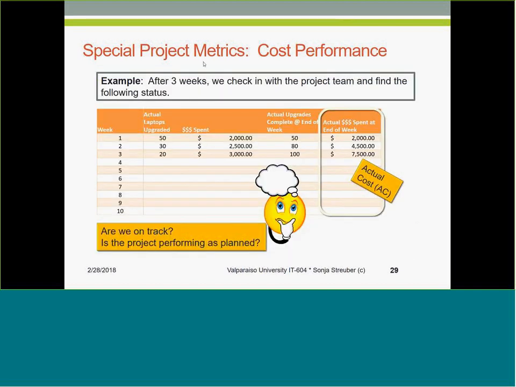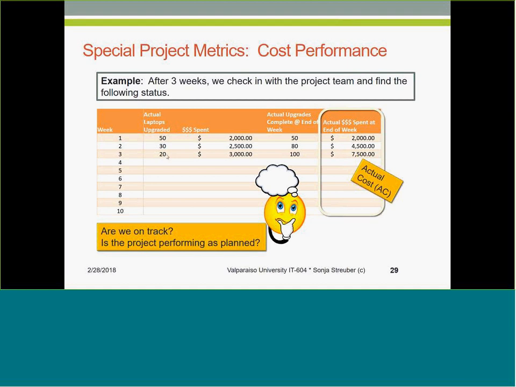Because a project manager never has just one project going on, they always have 4 or 5 or 10 projects going on. It's not possible to always keep tabs on a project team every single day, right? After 3 weeks, we check in with the project team, and we're seeing that in the first week, they upgraded 50 laptops. Yay! In the second week, that number went to 30, and in the third week to 20.